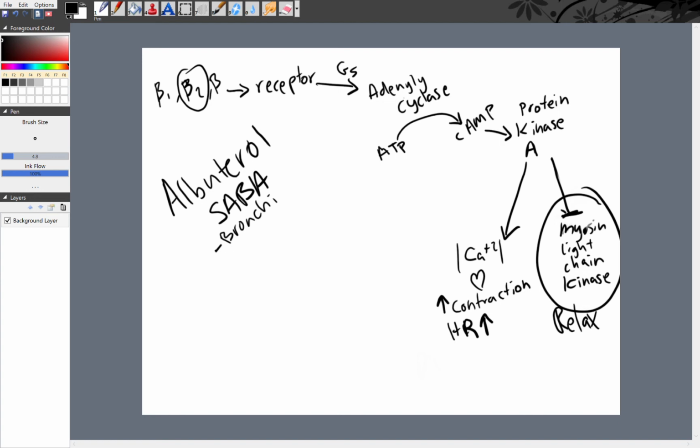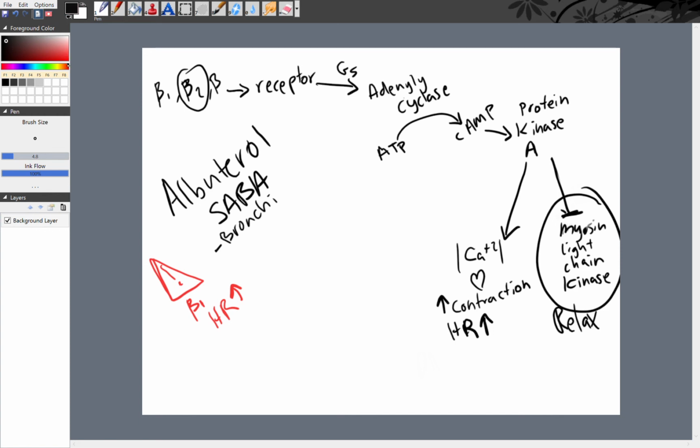So the beauty of this is it's going to relax the smooth muscles in the bronchi. The problem with it is you have beta 1 activation as well. So that's also going to increase your heart rate. So you've got to be a little bit worried about that, because on occasion that's not ideal.